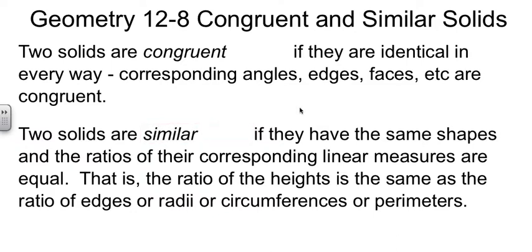Similar solids have the same basic shapes and their ratios are equal. So the ratio of the heights is the same as the ratio of the edges or circumference or anything linear. And we kind of worked with this idea back in chapter 11 when you did the ratios and the square of the ratios when you dealt with area. The same idea is going to come back into play here in a minute for volumes.